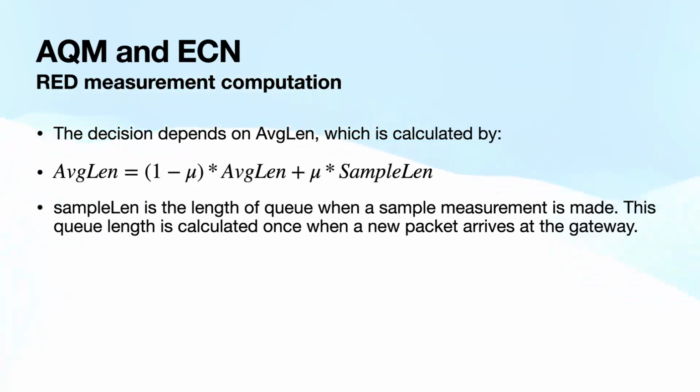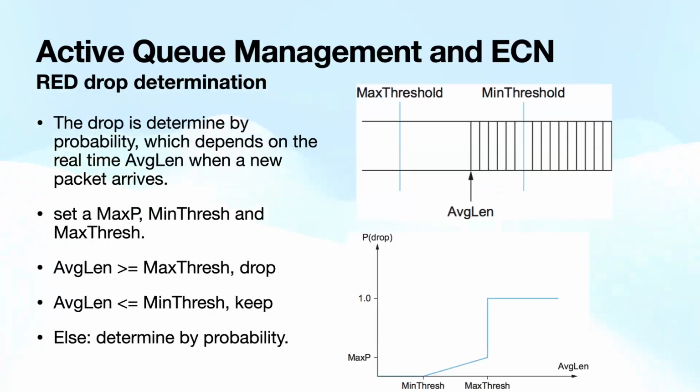The decision depends on the average length, which is calculated by this formula. The sample length is the length of the queue when a sample measurement is made. This queue length is calculated once each time a new packet arrives at the gateway. And this is how it works. The drop is determined by a probability, which depends on the real-time average length when a new packet arrives. Set a maximum probability, a minimum threshold, and a maximum threshold, and you can see how the probability is determined in this picture.